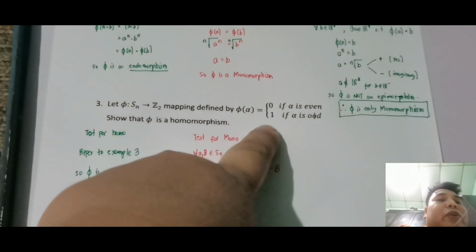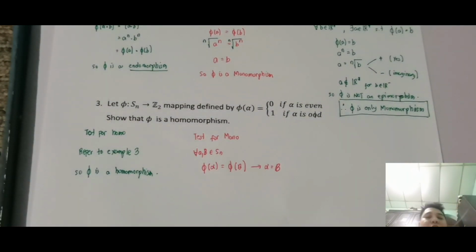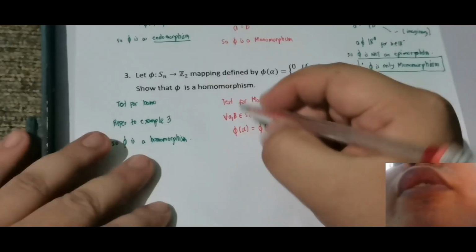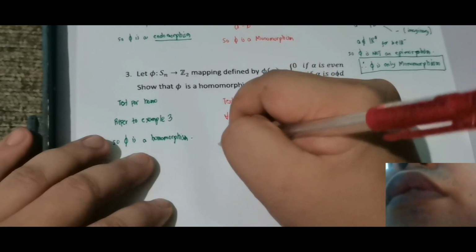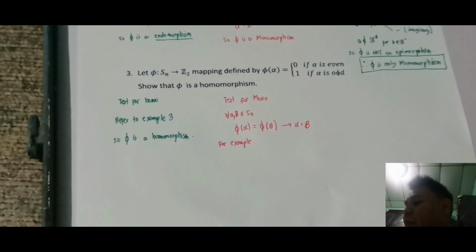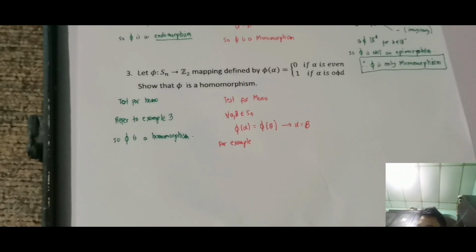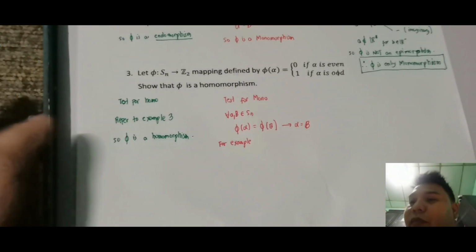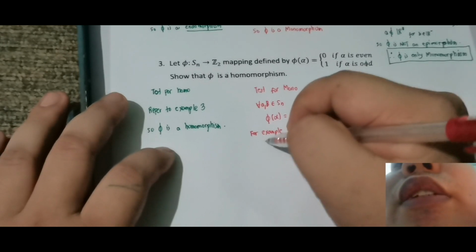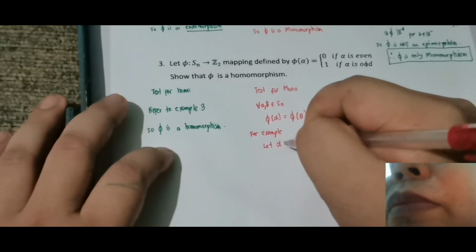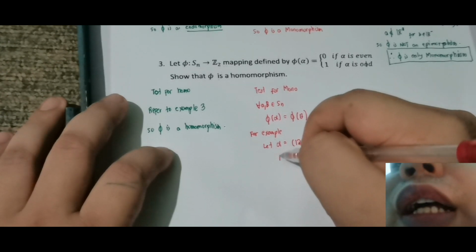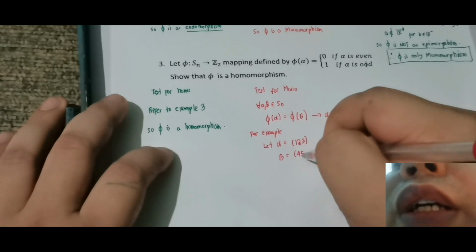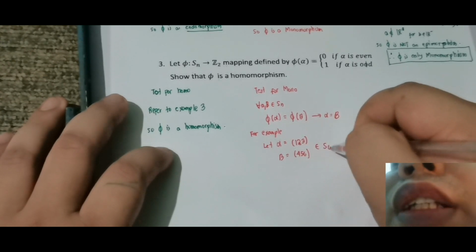So ano ba yung P of alpha? P of alpha is either 0 or 1. Si P of beta is either 0 or 1 din. So, consider this counter example. For example, let alpha be equal to this, (1 2 3), tapos si beta is equal to (4 5 6). These are all elements of S sub 6.